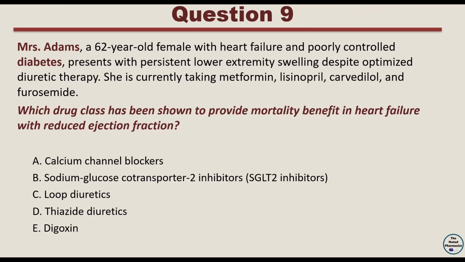Question 9. Mrs. Adams, a 62-year-old female with heart failure and poorly controlled diabetes, presents with persistent lower extremity swelling despite optimized diuretic therapy. She is currently taking metformin, lisinopril, carvedilol, and furosemide. Which drug class has been shown to provide mortality benefit in heart failure with reduced ejection fraction? Option A, calcium channel blockers. Option B, sodium glucose cotransporter 2 inhibitors. Option C, loop diuretics. Option D, thiazide diuretics. Option E, digoxin.